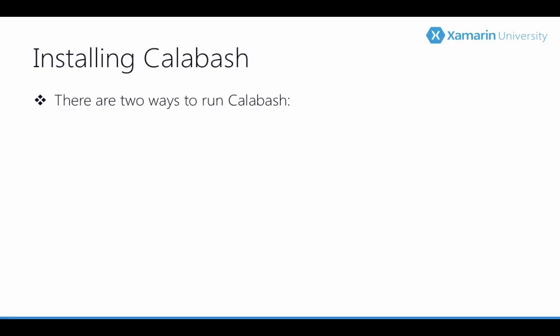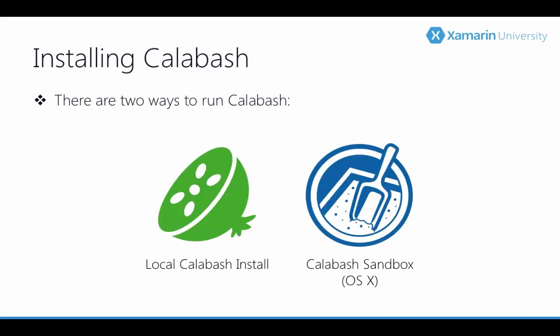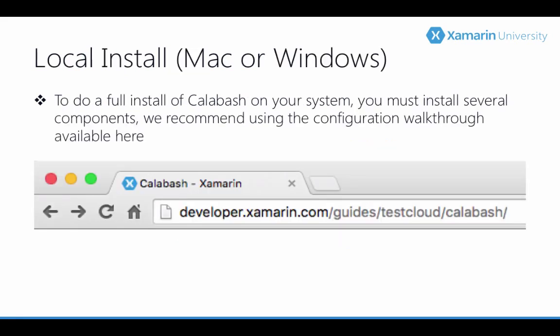To get started, let's talk about what you'll need to have installed. There's two ways to use Calabash, a full local install and also using the Calabash sandbox. The first approach is to install all the required pieces locally on your machine, and this includes Ruby, the Calabash gems, and the Xamarin Test Cloud gem. And you can install all of these onto either Mac OS X or Windows. We've got a set of walkthrough guides available at the link shown here on the slide. Just navigate to this page and then click on the Configuring Calabash link and locate your operating system instructions.